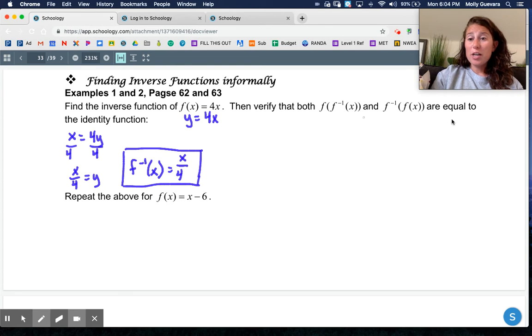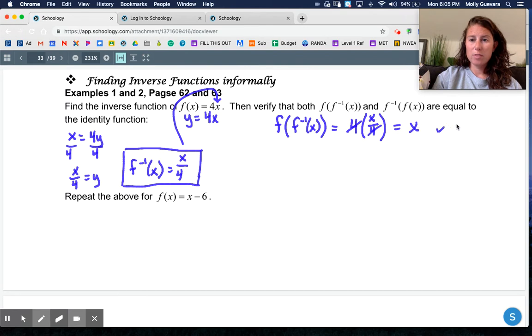Then the second part is to verify that they are inverses of each other. What that means is that I'm going to take my inverse function, f inverse, and plug it into the original function. So this is going in right there. So I have 4 times, and then my inverse function is x over 4. So the 4's cancel, and I just get x. That's good, because that's what we're looking for.